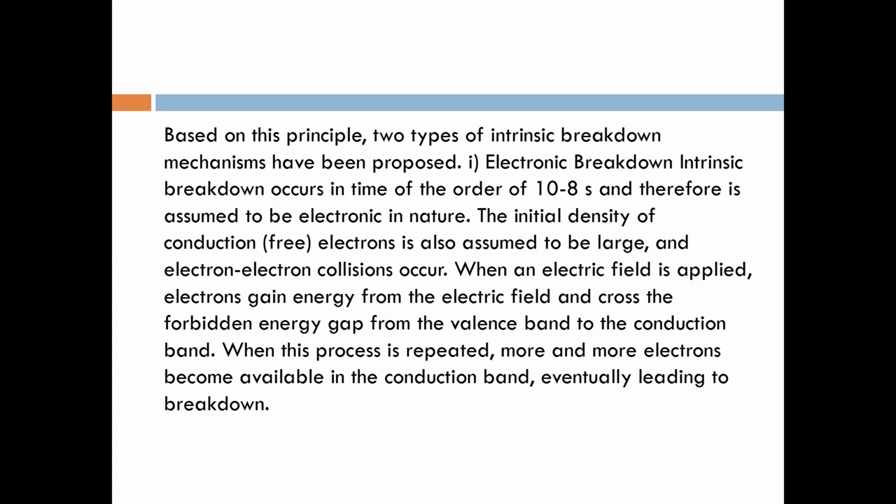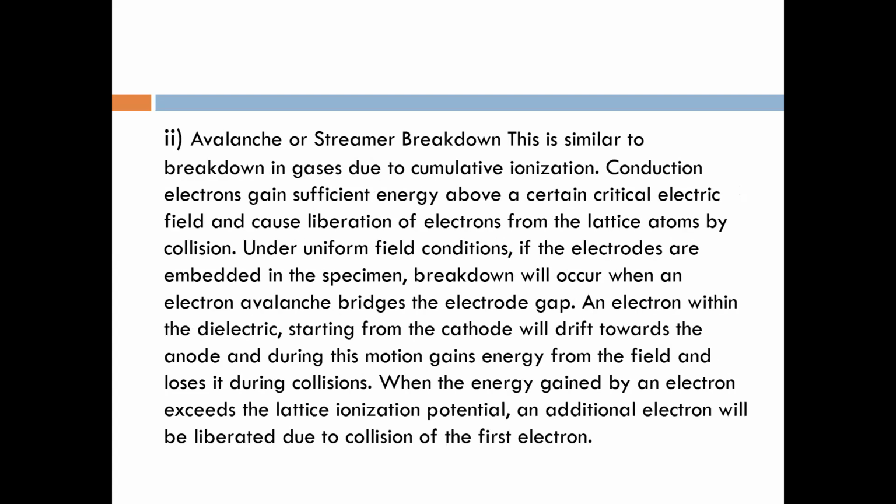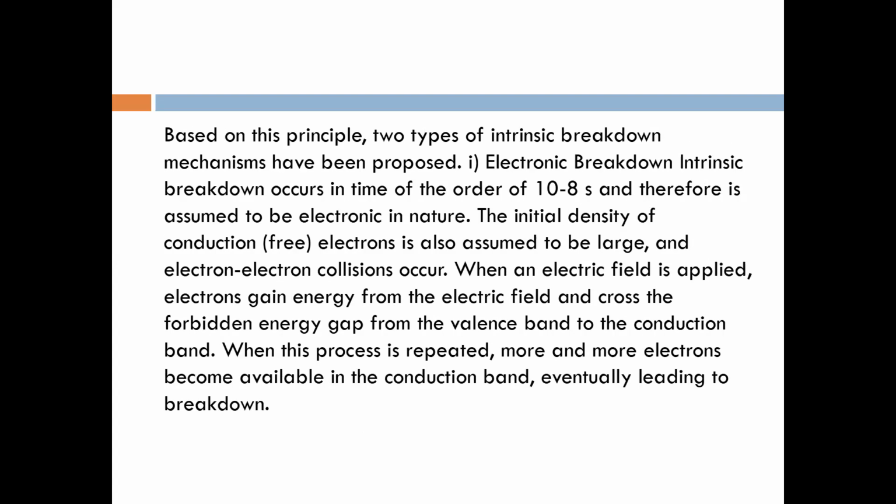Based on the principle of free electrons, there are two types of intrinsic breakdown. The first one is electronic breakdown, and the second one is avalanche or streamer breakdown. The first one is electronic breakdown. Intrinsic breakdown occurs in a time of the order of 10 to the power minus 8 seconds, and therefore is assumed to be electronic in nature.